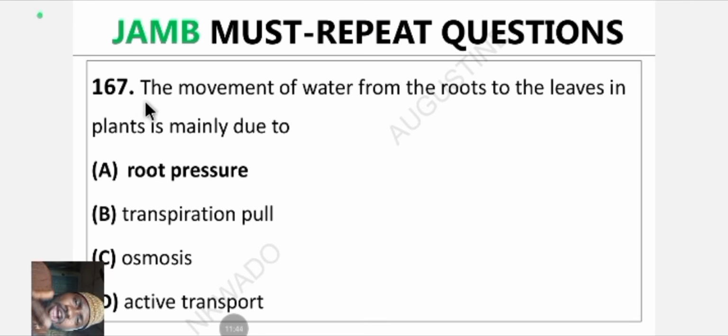You know book. Question 167. The movement of water from the roots to the leaf in plants is mainly due to what? A. Root pressure. B. Transpiration. C. Osmosis. D. Active transport. What's the answer? Drop the answer in the comment section.